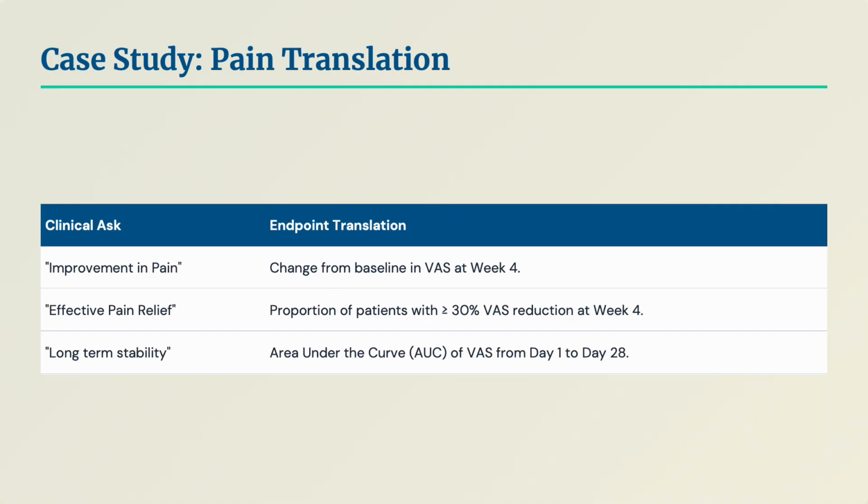Let's look at a real-world example: pain relief. A clinician might say, I want to see if the drug improves pain. As a statistician, you translate that into change from baseline in VAS score at week 4. If they want to improve relief, you might define a responder as someone with a 30% reduction in pain. The translation clarified the goal for everyone.